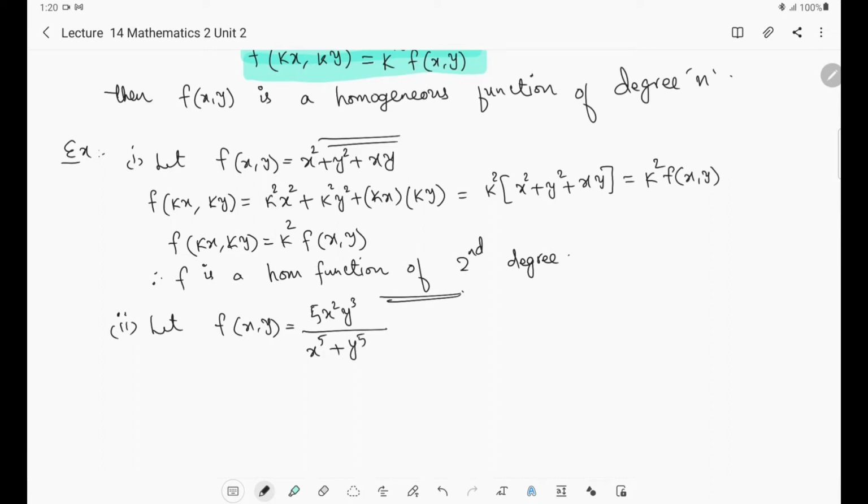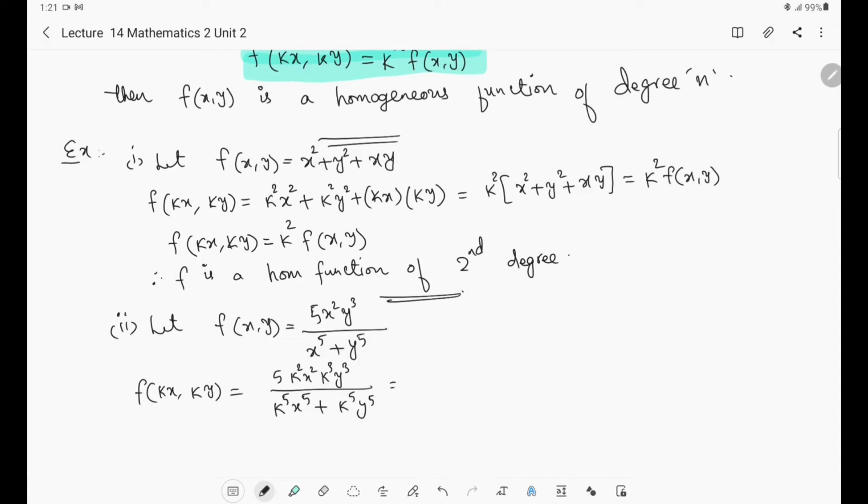Suppose the given function is like this: f of x comma y equals 5x square y cube by x power 5 plus y power 5. Let us check whether it is a homogeneous function or not. What do we have to do? x should be replaced with kx and y should be replaced with ky. Then what will happen? 5 into x square, so we will get k square x square; y cube, so we will get k cube y cube; by x power 5, so we will get k power 5 x power 5, plus y power 5, we will get k power 5 y power 5.